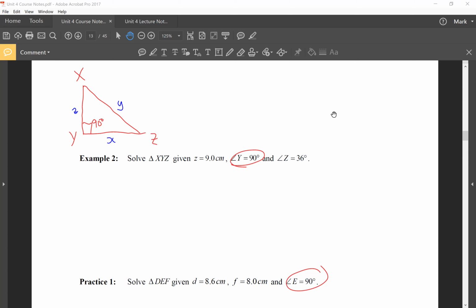Just make sure, if you're going to use sine, you use the opposite over the hypotenuse. If you're going to use cosine, make sure you use the adjacent over the hypotenuse. If you're going to use tangent, use opposite over adjacent. The answer you get will be pretty much the same. A decimal place might be changed here or there, but it will be basically the same answer.